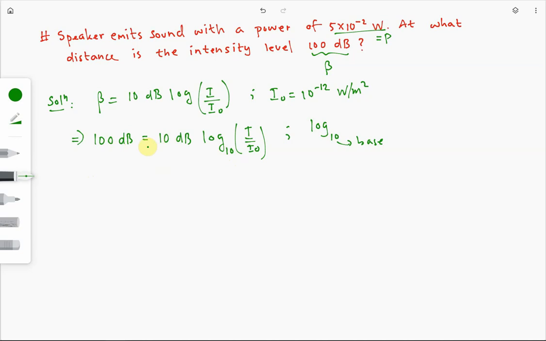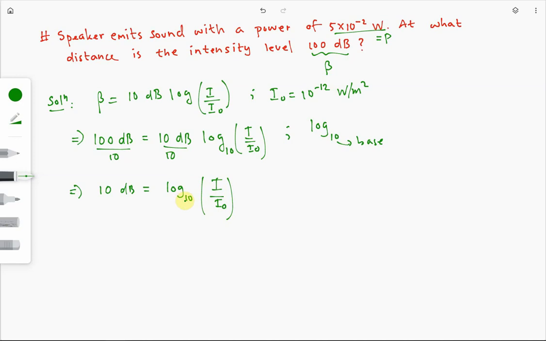Now let's do some math here. Let's divide both sides by 10, so that on this side we end up with 10 decibels, and here we get 1 times log base 10 of I over I naught. So the only unknown here is I, because I naught is known to us to be 10 to the minus 12. So how do we find I? We have to separate this term away from the logarithm. How do we do that? Well, we change the side of the base 10.